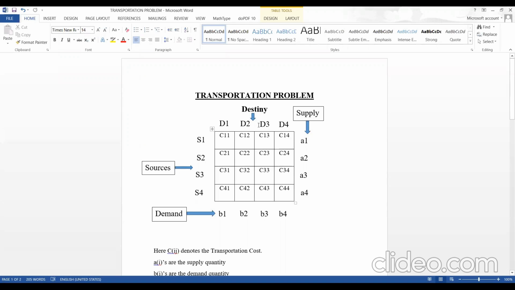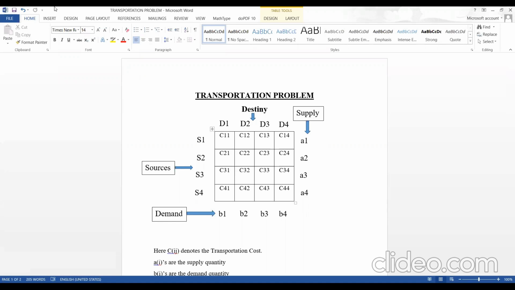Now these are the destinations, D1, D2, D3, D4. And this is the demand. Obviously you need to sell your product at different places, so these are the different destinations D1, D2, D3, and D4. For each destination, the requirement, or demand, is given below here as B1, B2, B3, B4.